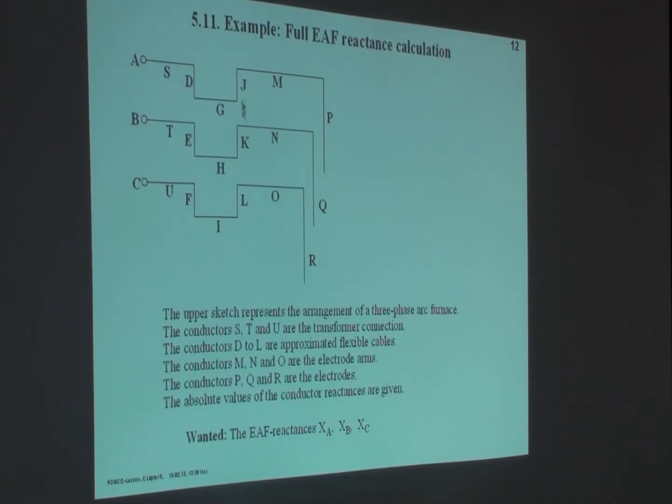First we have had electrode arms, we have had electrodes, we have had flexible cable, but we will talk about that afterwards in chapter 7 about flexible cables again. But we can also calculate if we make this what we have told yesterday. So now you have a reactance matrix.